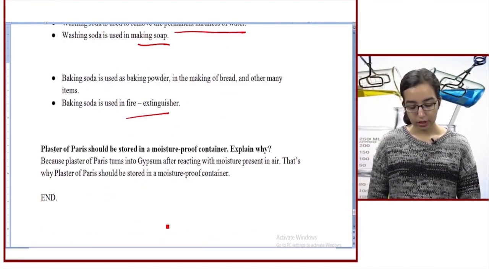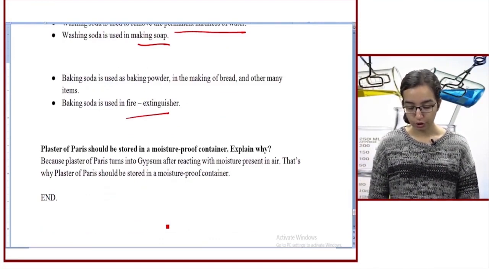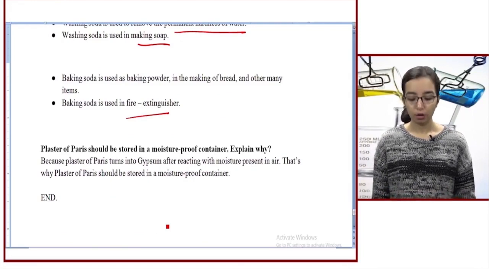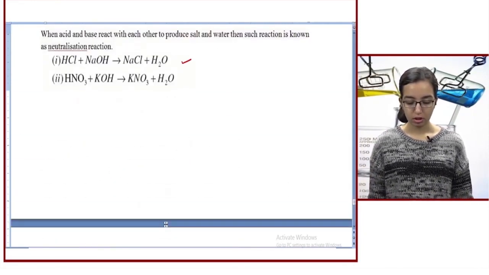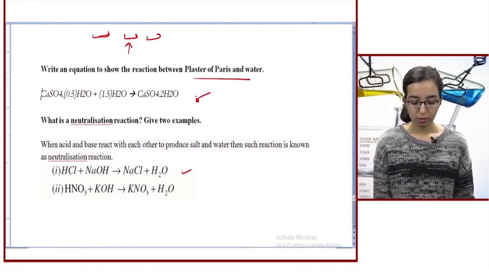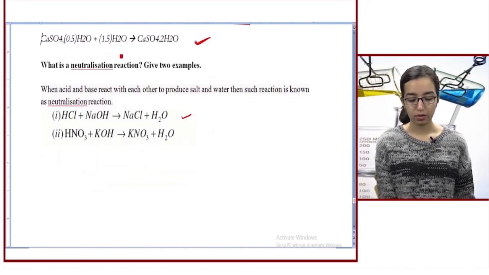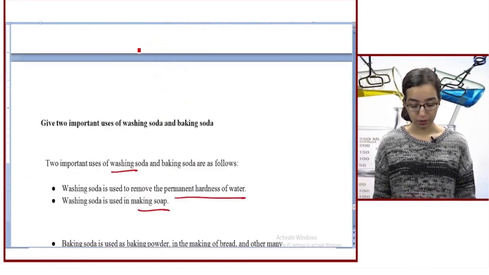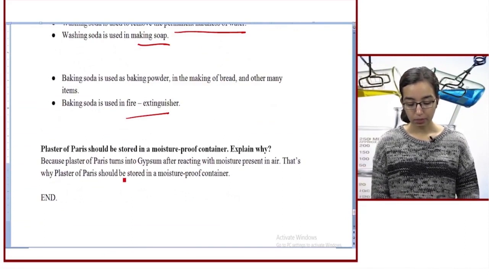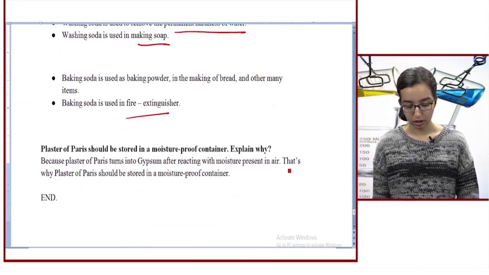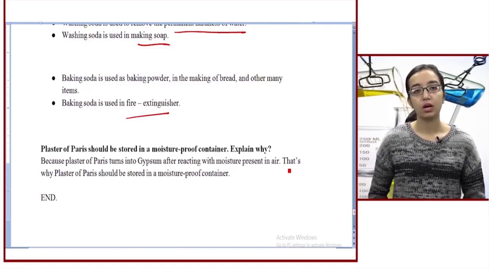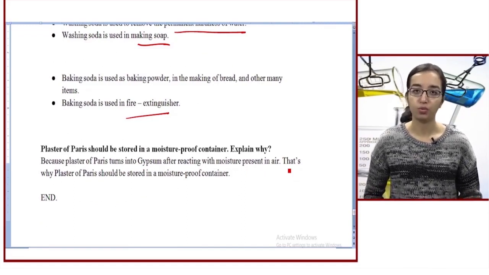The last question is plaster of Paris should be stored in a moisture proof container. Explain why. Now we've already studied this equation. So you know from this equation that plaster of Paris would react with water and form hard gypsum. Because plaster of Paris turns into gypsum after reacting with moisture present in the air, that is why it is always protected and kept in a moisture proof container.